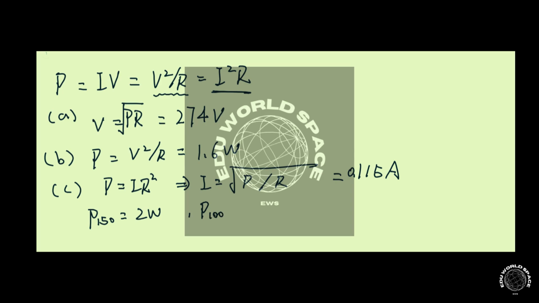And the 100 ohm resistor is going to have I squared times R, which is 0.115 squared times 100. It's going to be 1.32 watts. And that's the heat generated by each resistor.